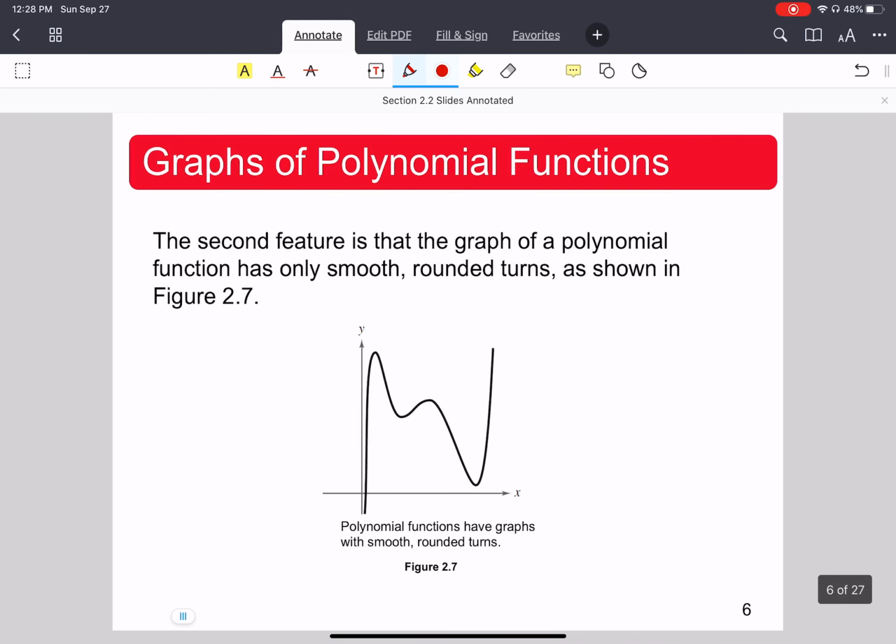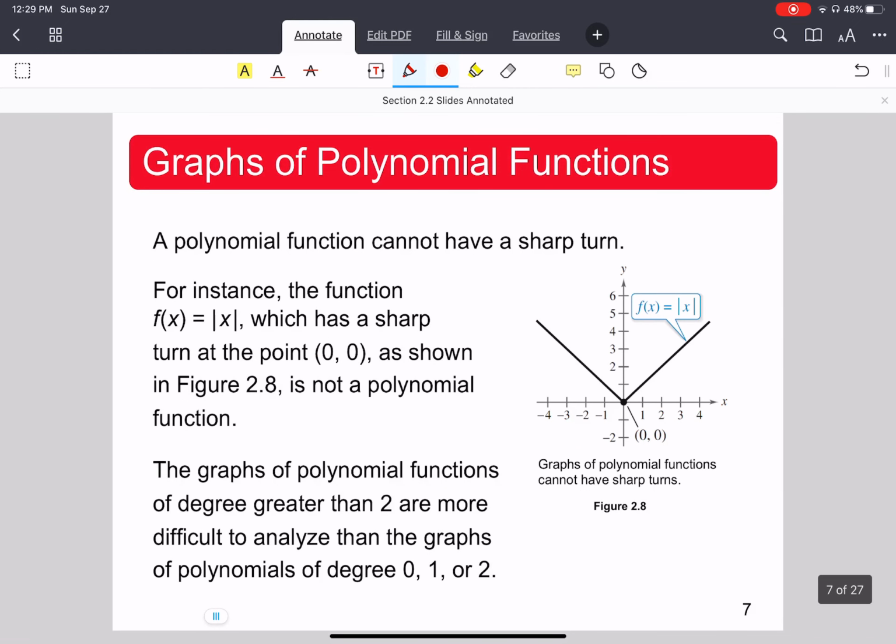The second feature of polynomials is that they only have smooth, rounded turns, as you can see in the first image. Here's one turn, another turn right here, one here, and one right there. We generally call these turns turning points, and this function has 1, 2, 3, 4 turning points. As you can see, they're always smooth and rounded.